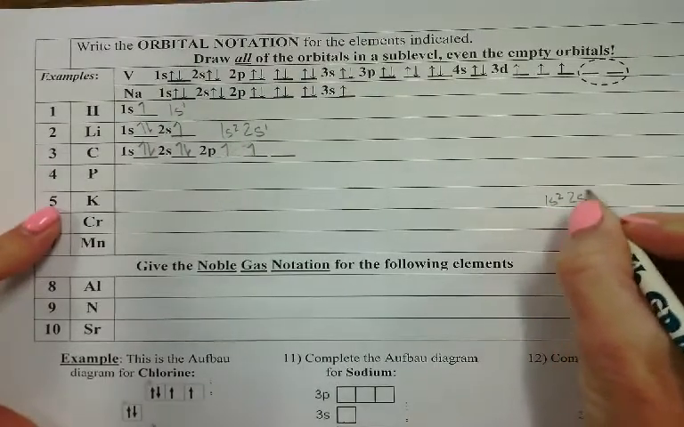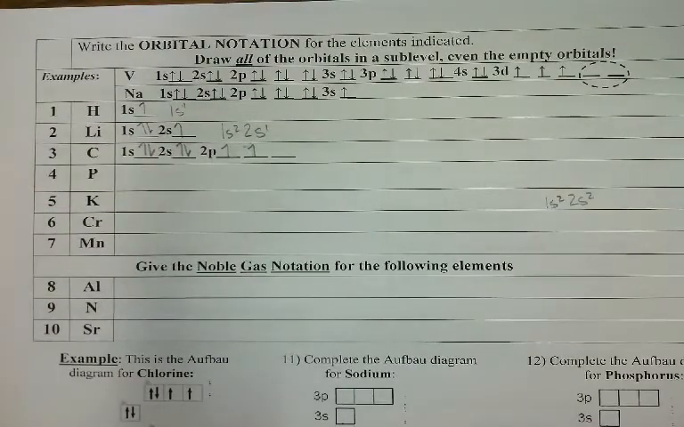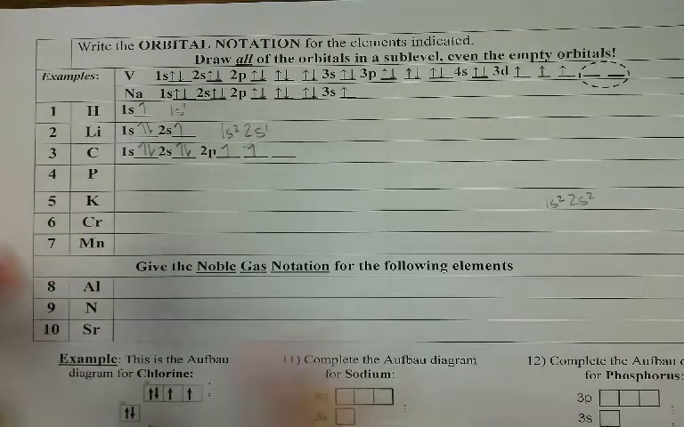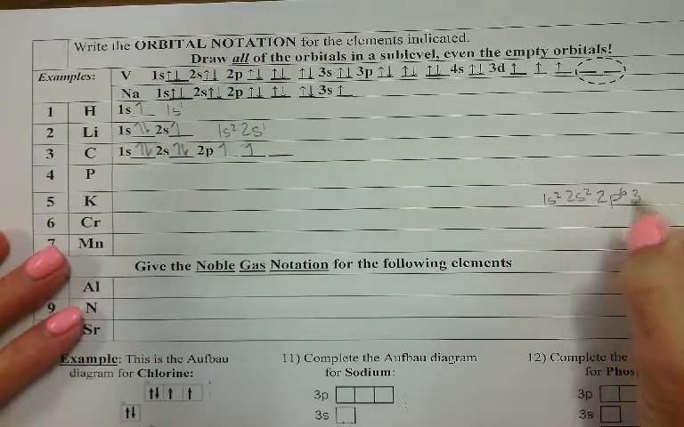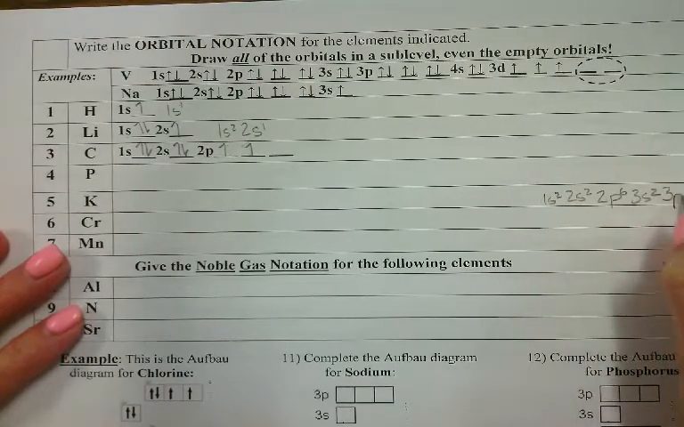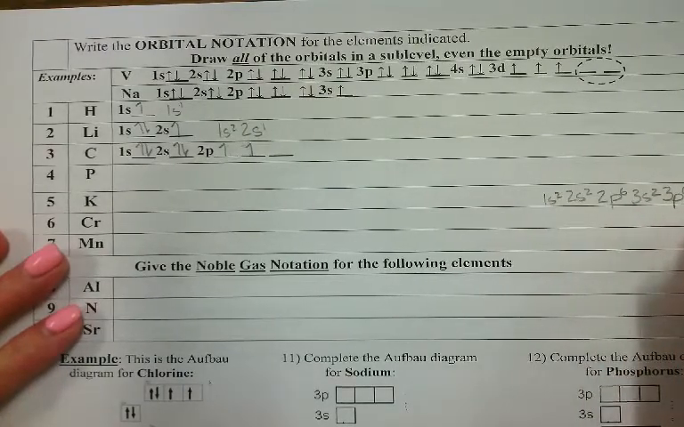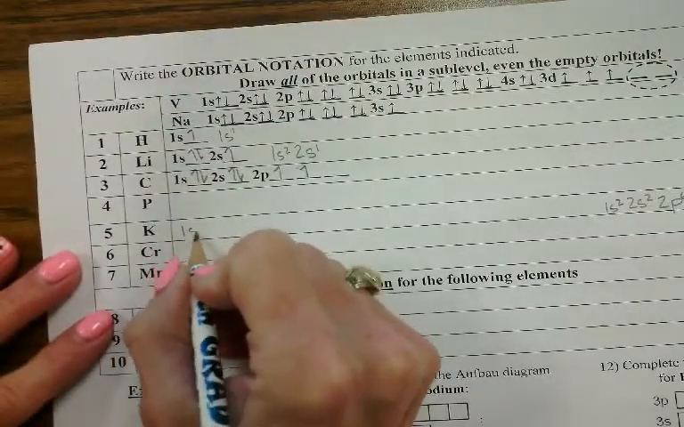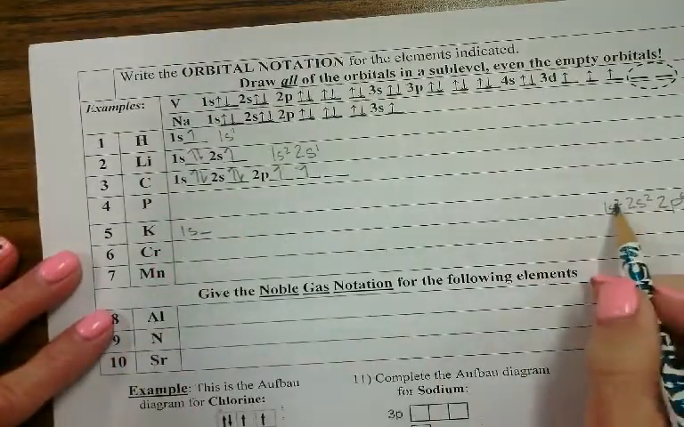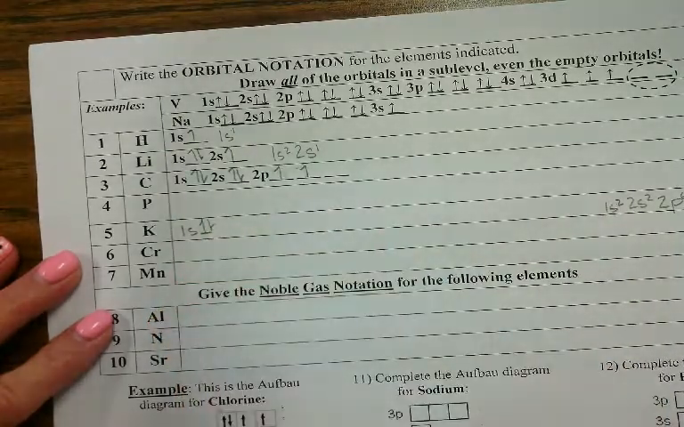1s2, 2s2. It keeps me on track. It keeps me to where I know what I'm doing. Okay, I don't get lost in all these arrows and numbers and letters. It just helps me to stay on track. So 2p6, 3s2, 3p6, 4s1. Okay, so in the 1s block, I got 2 electrons spinning in opposite directions.